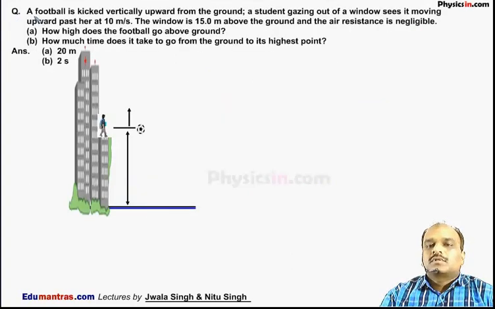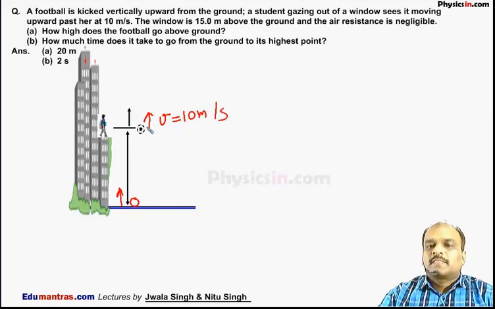See this question. A ball is kicked vertically upward from the ground. This person throws this ball vertically upward from the ground. A student gazing out a window sees it move upward past her at 10 meters per second. This is a student. This ball is thrown from the ground. This is the position from where the ball is thrown. This is a student who is standing here. This ball passed her with a speed of 10 meters per second. The window is 15 meters above the ground. So this height is 15 meters.